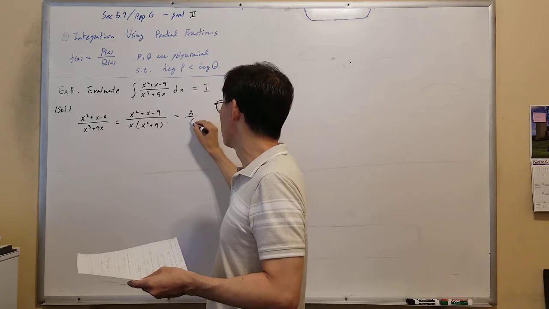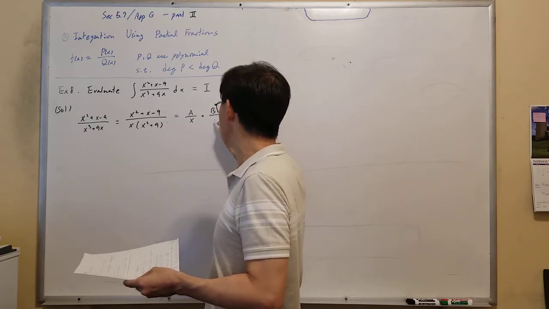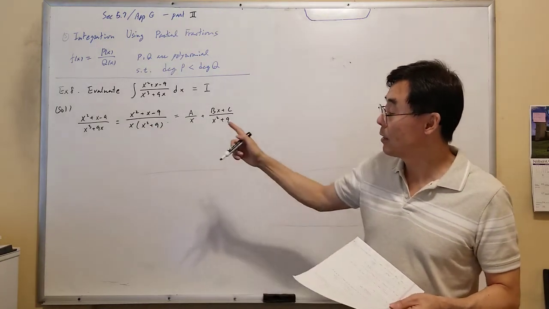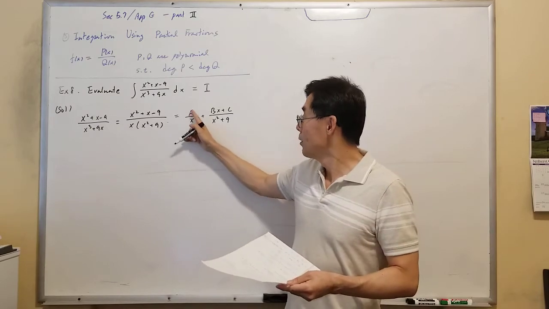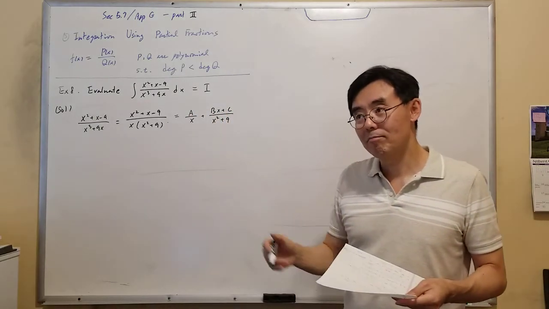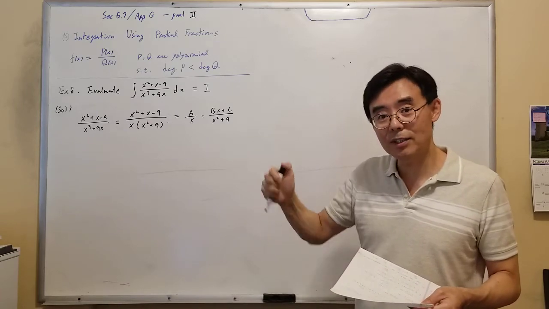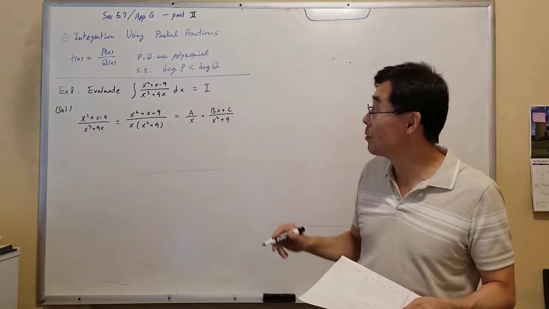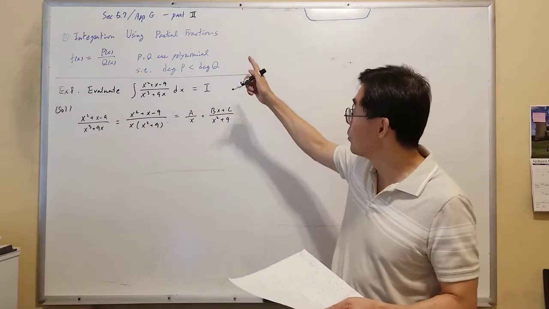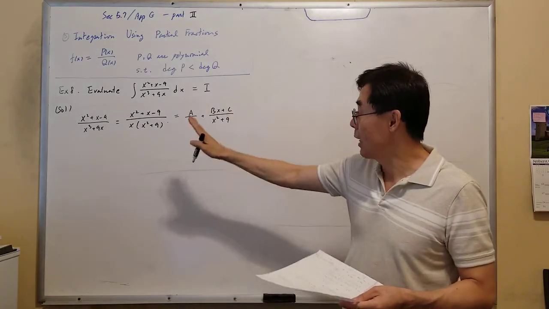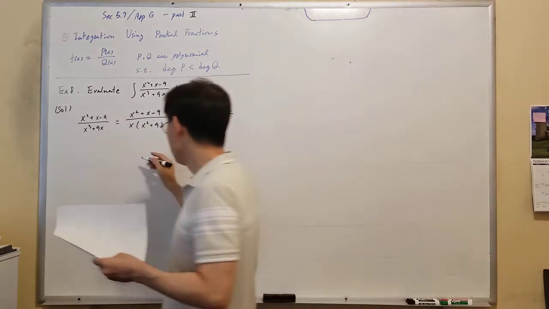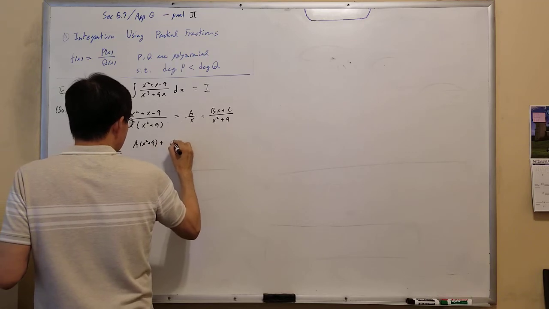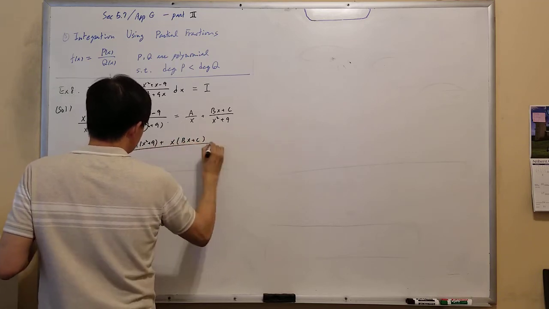So you have to have A over x plus the quadratic term over x squared plus 9. Now, when you have an irreducible quadratic, finding these coefficients A, B, C will probably be easier using the second method I mentioned in example 6, the very first example of integration using partial fractions, which is just comparing coefficients. What I mean is, using a common denominator, you have this, right?